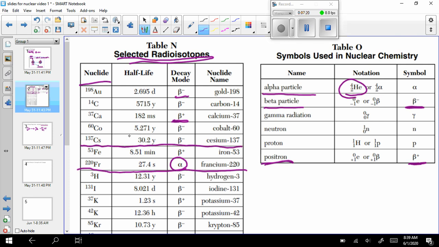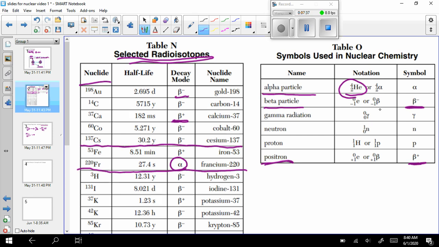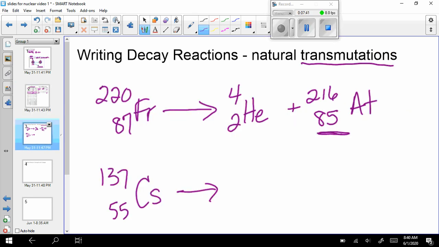137 Cs does beta minus. Now I've got to look up what element Cs is, and it's 55. I want a beta minus over here, I want it to be beta decay. So I look up what a beta minus is, and it's 0, minus 1 e.